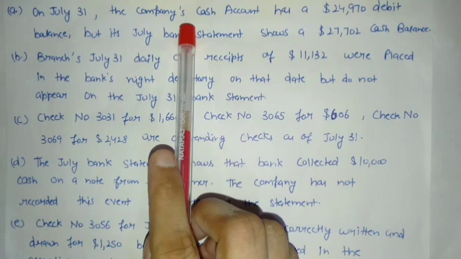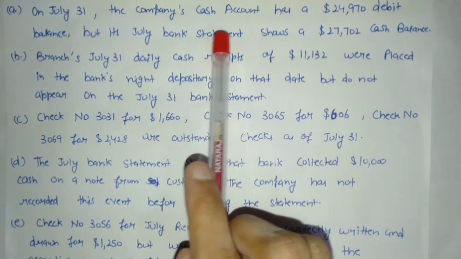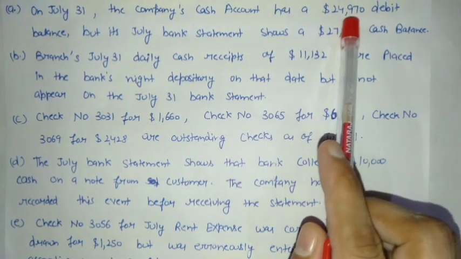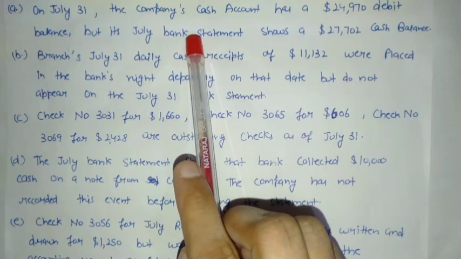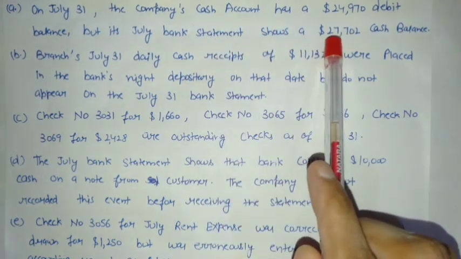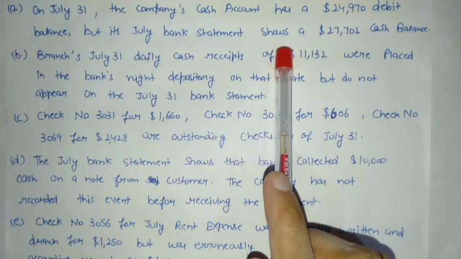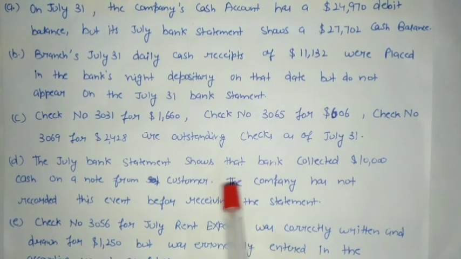In the first transaction, the balance as per cash book and bank statement is given to us. As you can see, the balance as per cash book is $24,970, whereas the balance as per bank statement is $27,702. The difference arises due to the transactions given below.